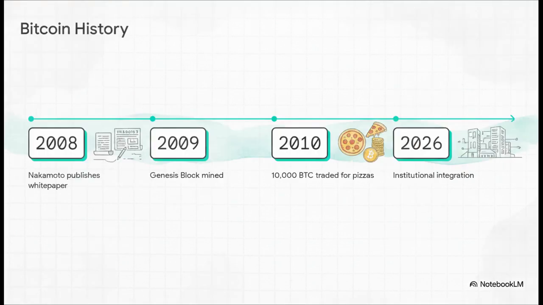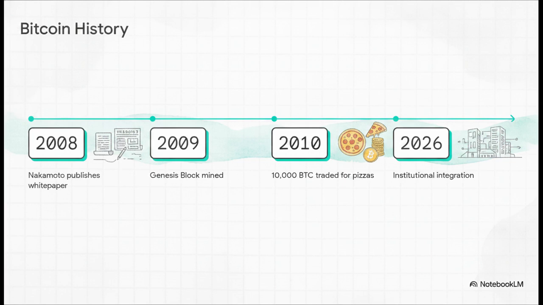Let's move on and see how this builds across a timeline, because the growth is wild. In 2008, the white paper drops. In January 2009, Nakamoto mines the Genesis block, the very first block, and actually embeds a newspaper headline about bank bailouts right into the code. Then in 2010, we get the first notable real-world transaction, 10,000 Bitcoins traded for 2 Papa John's pizzas. That was worth about $41 at the time.